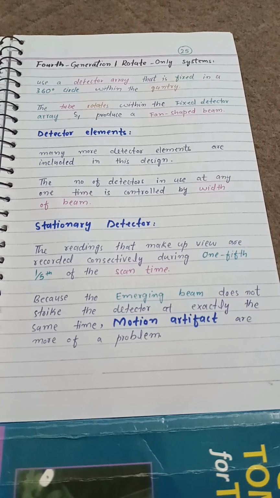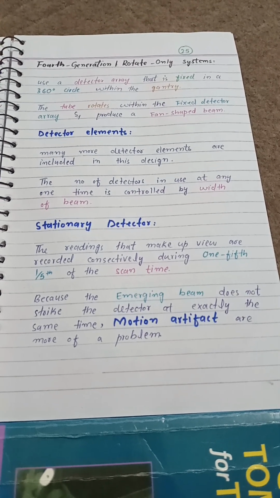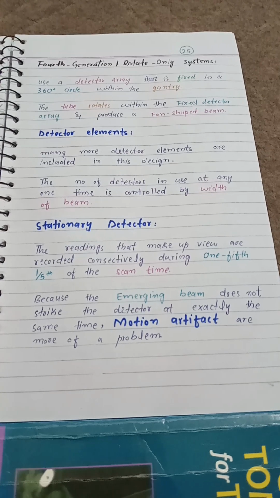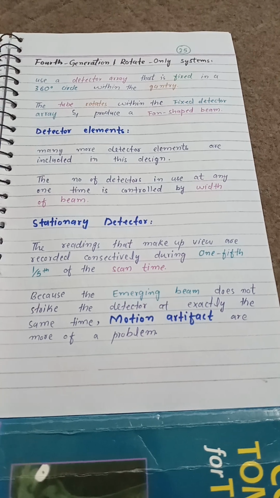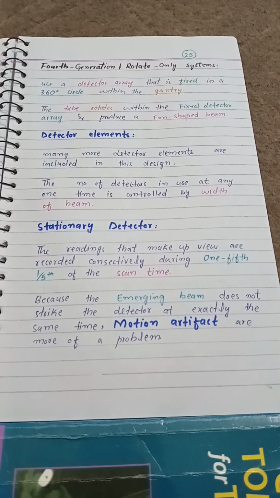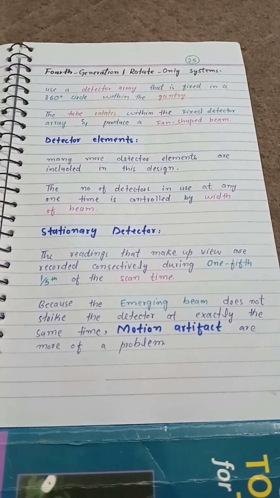Stationary detector. The readings that make up a view are recorded consecutively during one-fifth of the scan time. Because the emerging beam does not strike the detector at exactly the same time, motion artifacts are more of a problem.